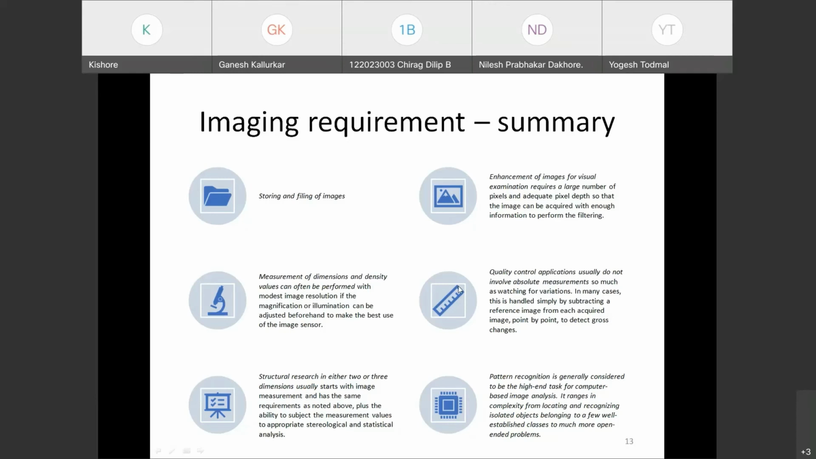detect gross changes. So in quality control especially, the application is quite straightforward, where you won't need to perform complex measurements. You have a standard set of trained images, and whatever image you capture just needs to be compared with the standard or the database image. So in a way, quality control applications are a bit easier than measurement of dimensions.